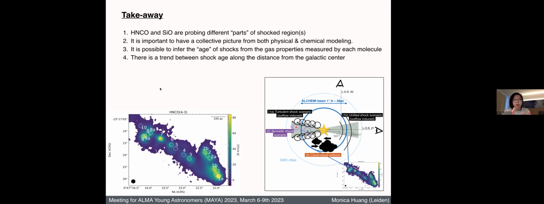And we found that if we assume the shock episodes traced by these two species are associated, there seems to be a trend along the distance from the galaxy center that could be associated with some global features in the CMZ region of this galaxy. So I'll stop here, and I'm happy to take questions.